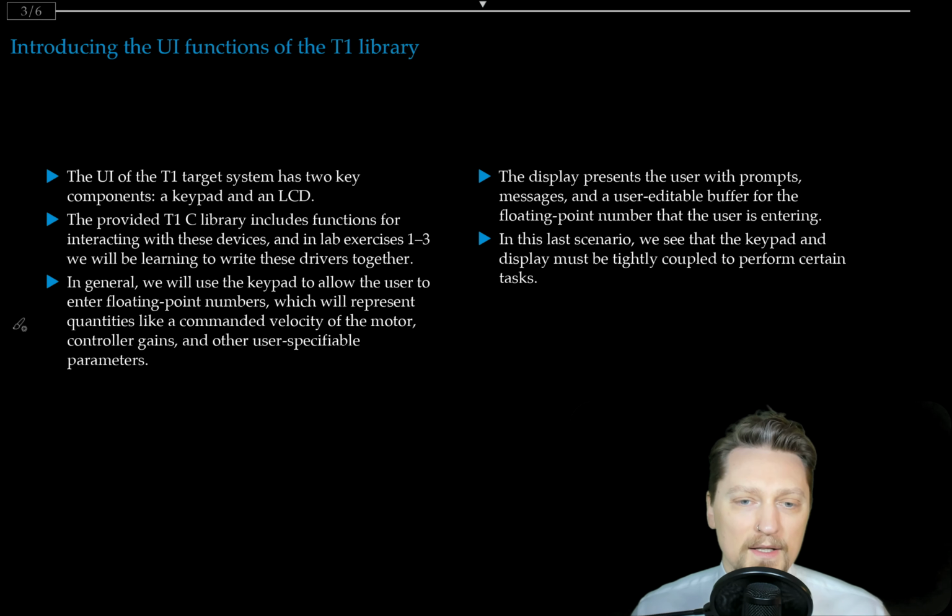In general, we will use the keypad to allow the user to enter floating point numbers, which will represent quantities like a commanded velocity of the motor, controller gains, and other user-specified parameters. The display presents the user with prompts, messages, and a user-editable buffer for the floating point number that the user is entering. In the last scenario, we will see the keypad and display must be tightly coupled to perform certain tasks. So this user-editable buffer will require that tight coupling between the keypad and the display.